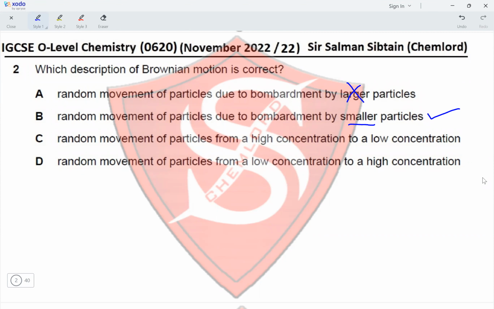Random movement of particles from a high concentration to a low concentration, no. Going along the concentration gradient has nothing to do with Brownian motion. And random movement of particles from a low concentration, it has nothing to do with active transport either. So the correct option for this question is option B.